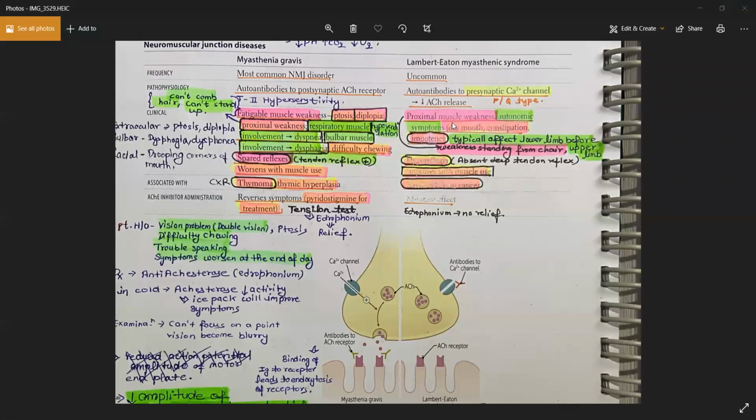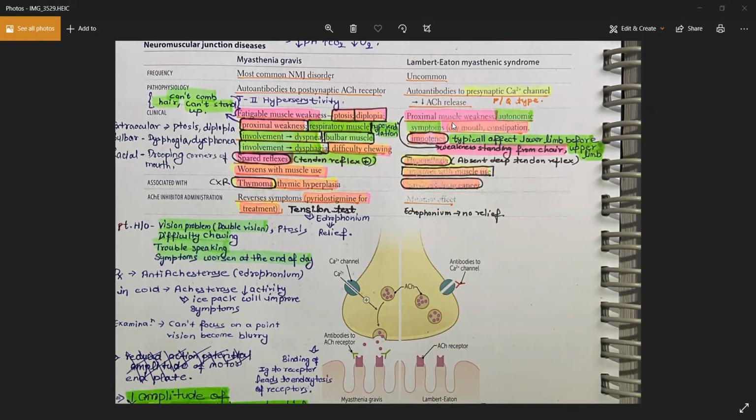Now comes Lambert-Eaton myasthenic syndrome, in which you have antibodies against the presynaptic calcium channels, and as a result, the acetylcholine won't be released. And if the acetylcholine won't be released, then in that case, you cannot have the contraction, right? You also cannot have the reflexes, right? As a result, the reflexes will be decreased in case of Lambert-Eaton syndrome.